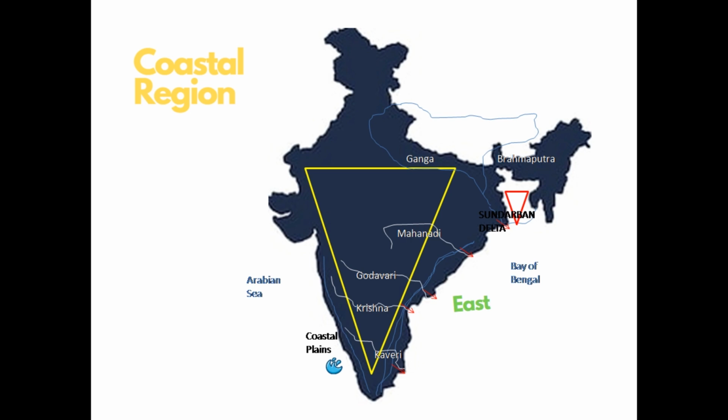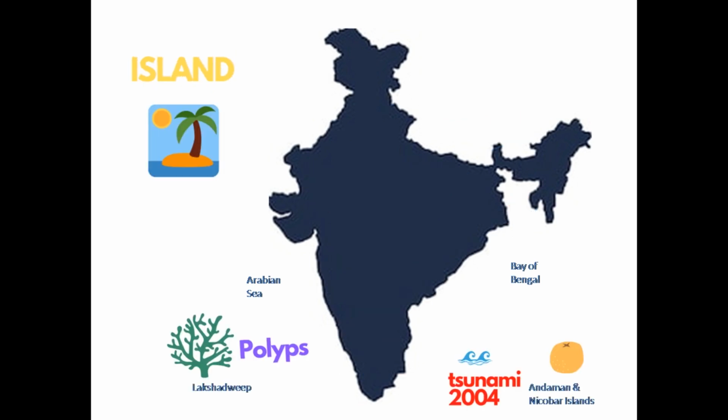Sundarban Delta is formed at the junction of the rivers Ganga and Brahmaputra while they flow into the Bay of Bengal. Sundarban is a mangrove area. It stretches from the Indian state of West Bengal to the Baleshwar River in Bangladesh. And the last comes the islands. Indian islands are grouped into two, Andaman and Nicobar Islands in the Bay of Bengal and Lakshadweep in the Arabian Sea.